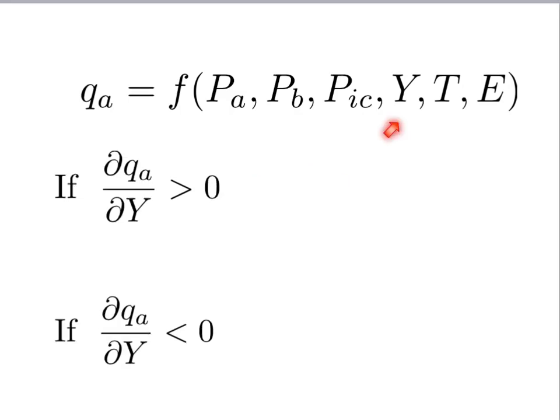What about the effects of a change in income for Jackie? Well, that's captured by the two partial derivatives here.